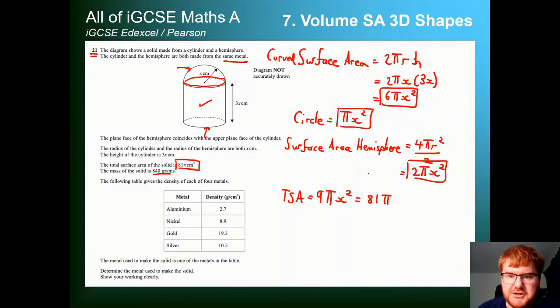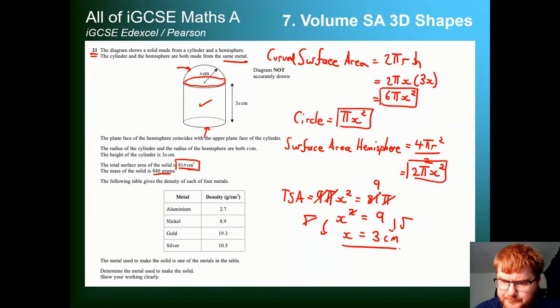So we've got a very nice equation here. We've got lots of cancellation. We have a pi on both sides. 9 divides through on both sides. So we get the very nice equation out of this. X squared is equal to 9. So the opposite of squaring, of course, is square rooting on both sides. And that gives us the value of x to be 3 centimeters. So that's the first part of it here. So we've got x is equal to 3 centimeters.